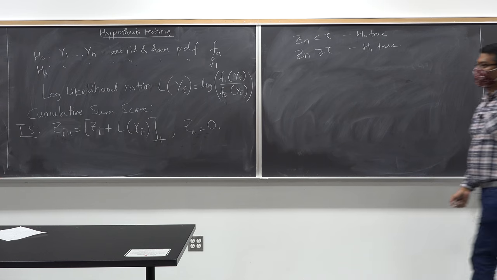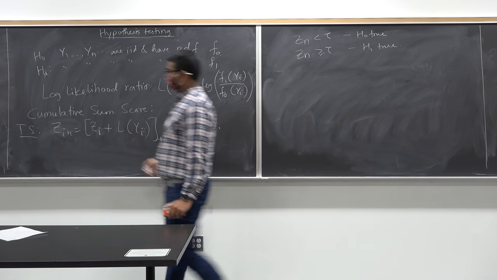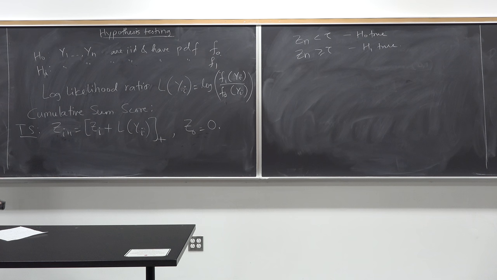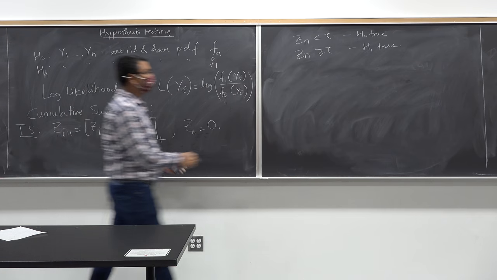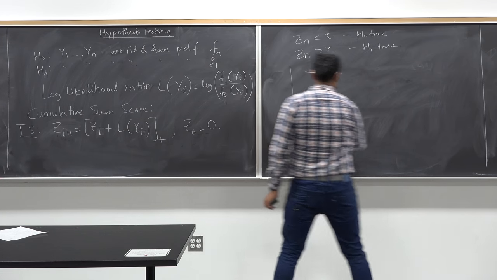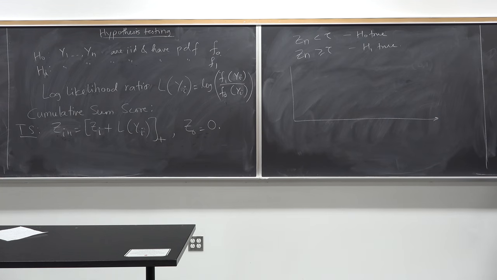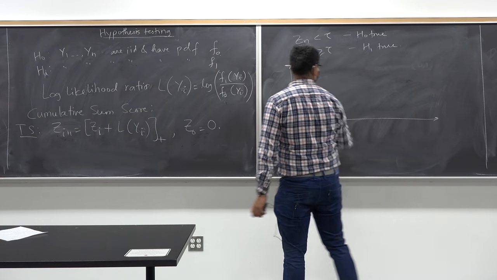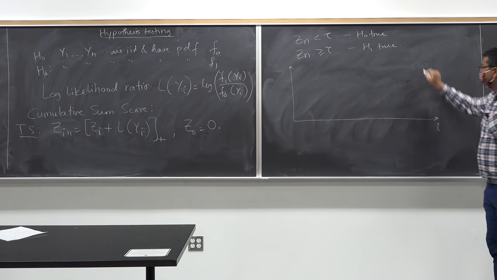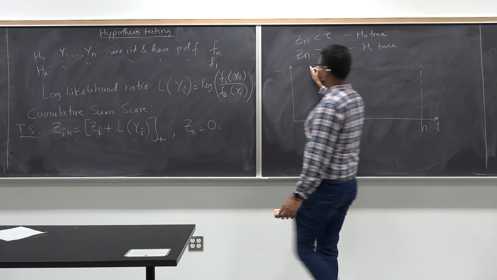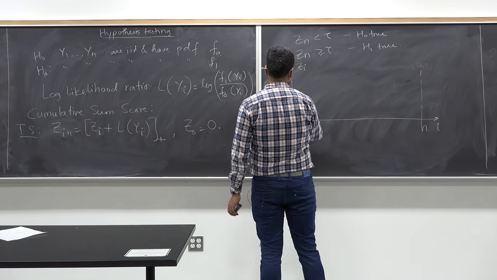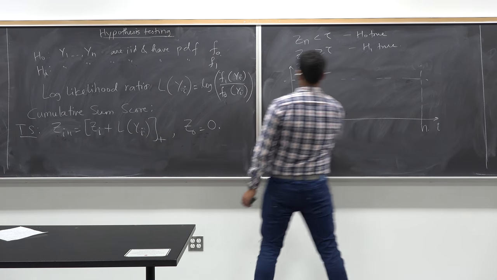So here we have Zi plus 1. Correct. And i is the number of samples you have seen so far. Of course you want to have at least a few samples. You don't want to start raising an alarm at the first instance itself. So this is how it typically evolves. This is your i, this would be your n, and this is your Zi. This is your threshold, tau.